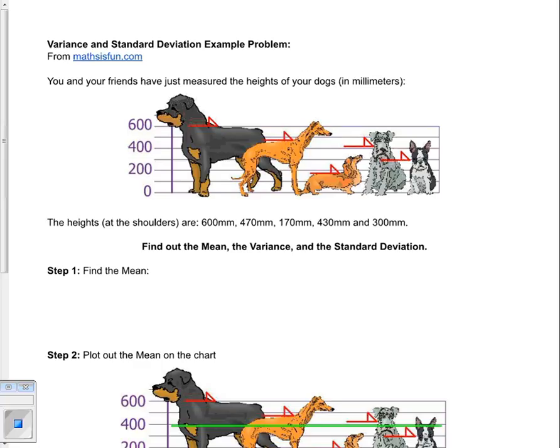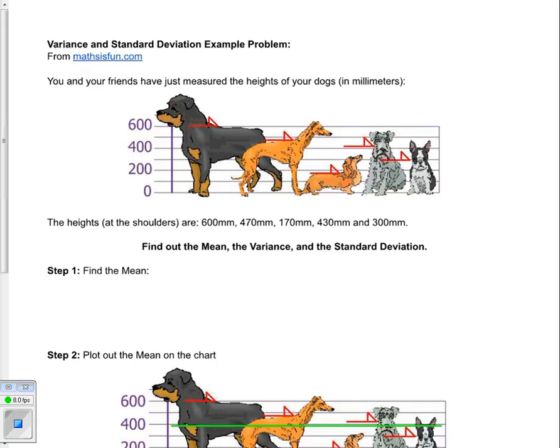We're going to use variance and standard deviation to figure out a problem that can be found on the website mathisfun.com. Again, it's just going to use variance and standard deviation to give us a little more information about how we measure what is quote unquote normal or relatively average, and what truly is an outlier and what is not.